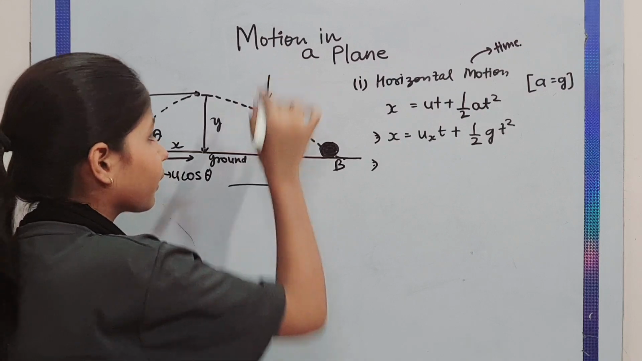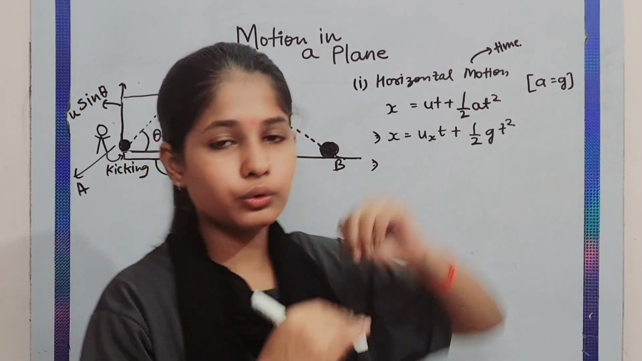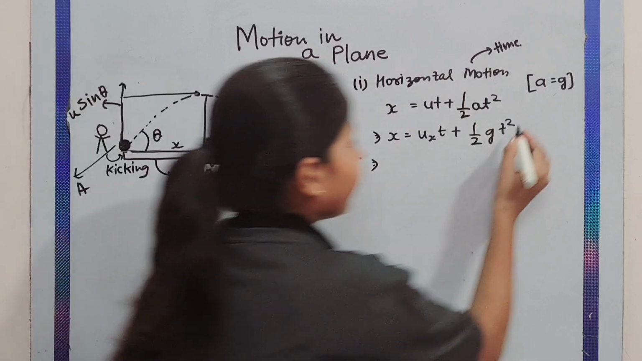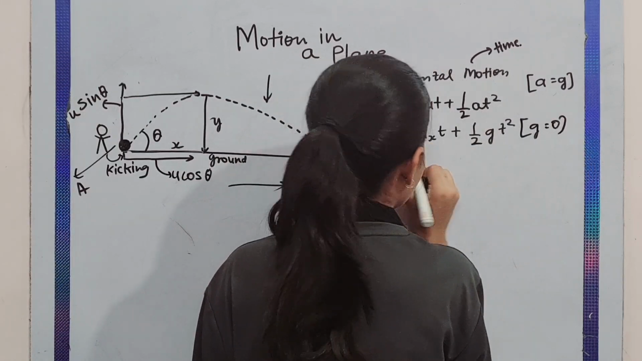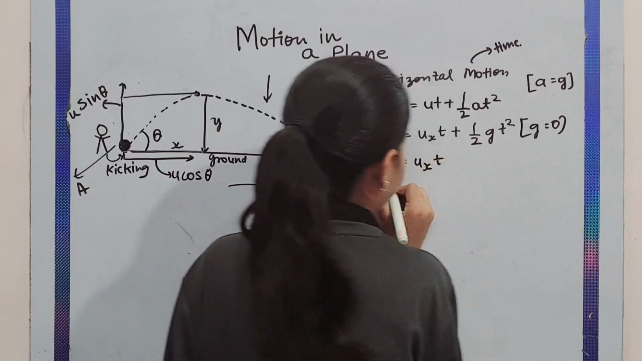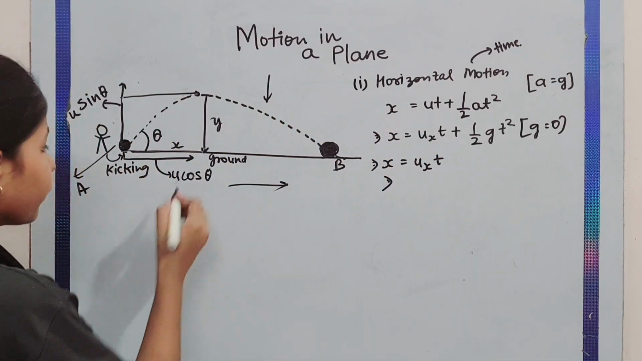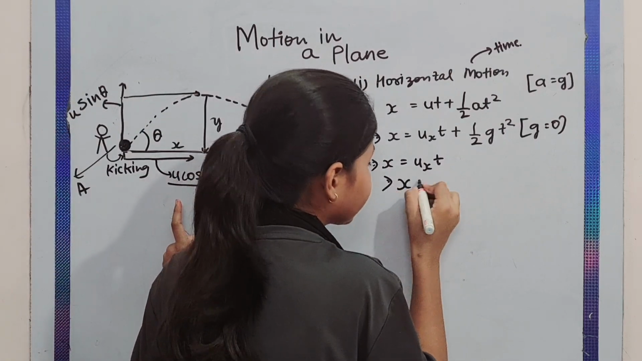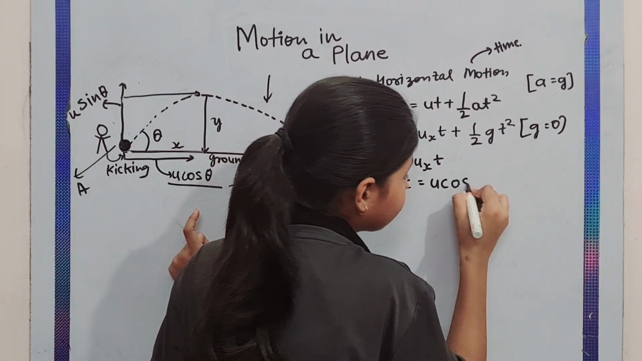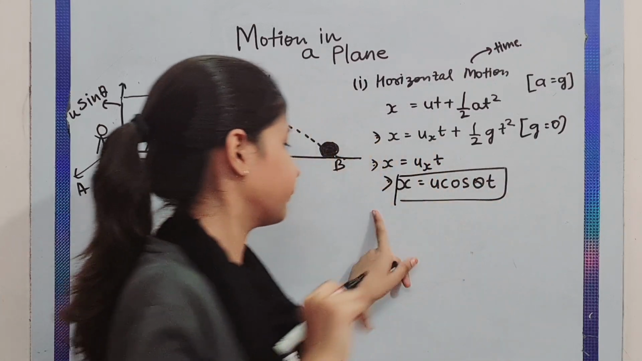Our acceleration due to gravity always acts from the upward position to the downward position. So simply the g will be 0, and we will get x is equal to u x t. As I have already told you, u x is u cos theta. So x is equal to u cos theta into t. It will be our first formula.